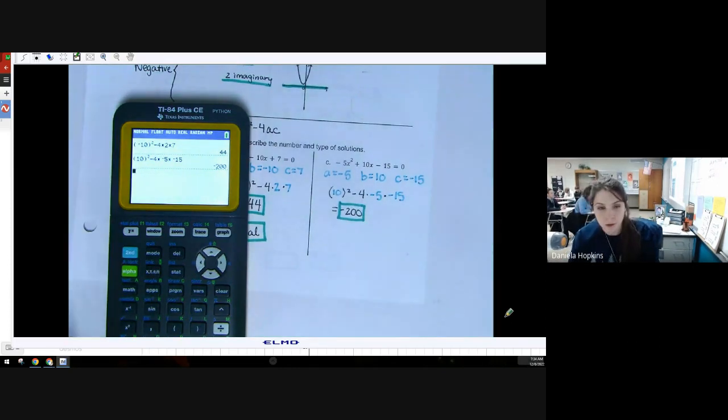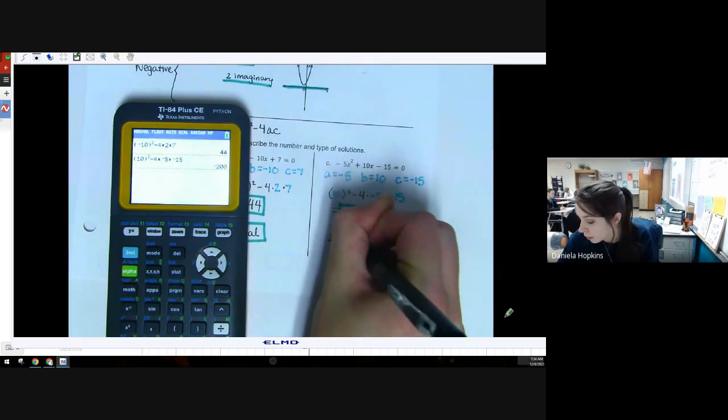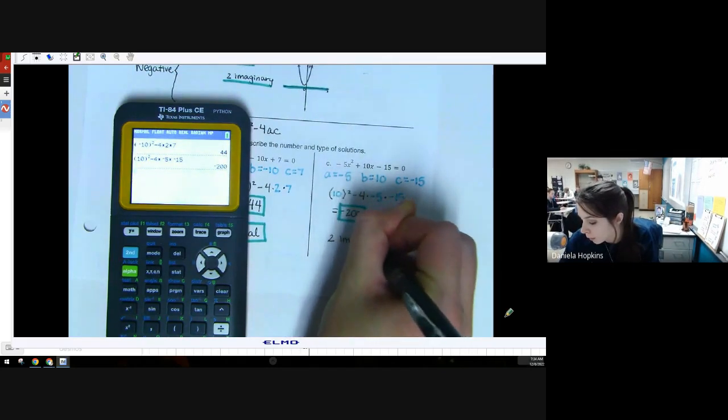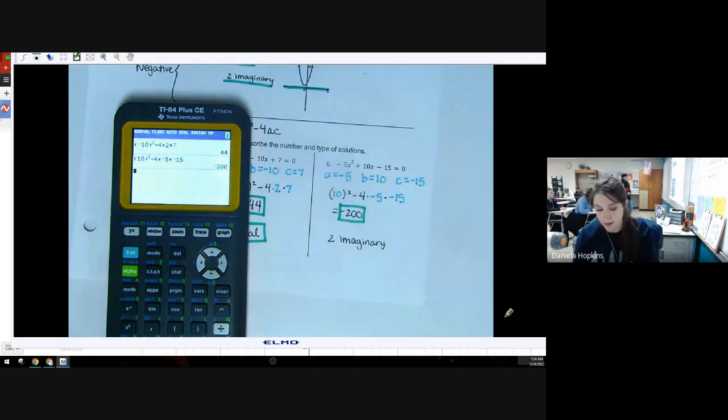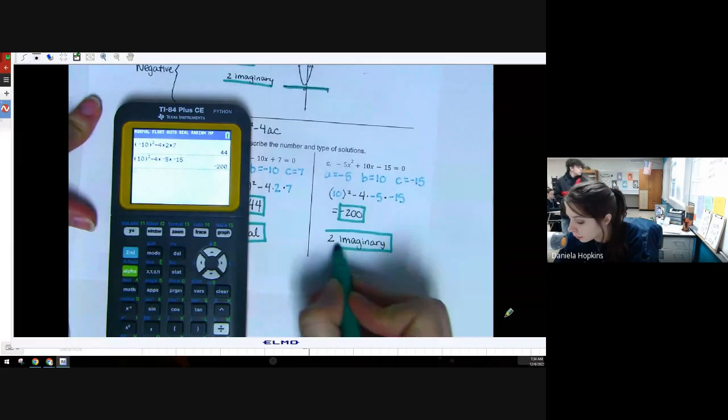And then for what type of solution this would be, I always say imaginary. Complex is more correct, but imaginary, you know, you have the i in there. It would have an i solution.